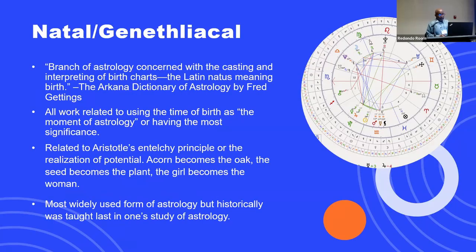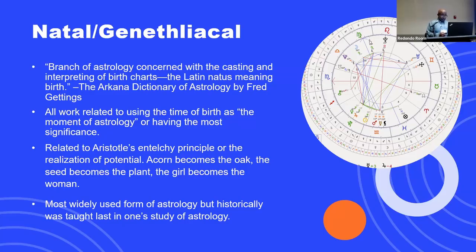Also, you could call it gynecological. It's the branch of astrology concerned with casting, interpreting birth charts. It comes from natus, which means birth. And again, I won't go too much into this because most of you are probably very familiar with the concept. It's related to Aristotle's principle of entelechy, which is the realization of potential, meaning an acorn becomes oak, in terms of the seed becomes a plant, the girl becomes a woman.